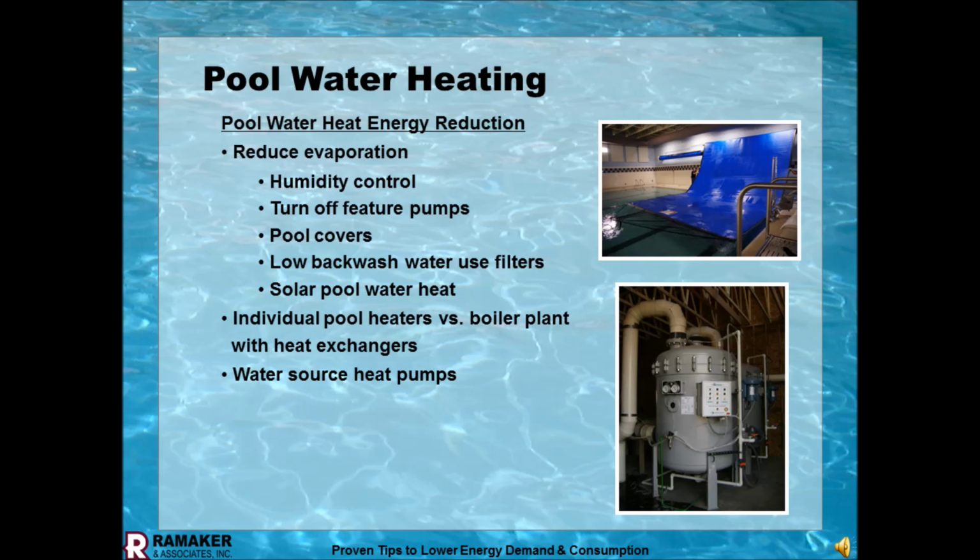The bottom picture there is a picture of a regenerative type filter as opposed to high rate sand. High rate sand is the most common filter used, but with high rate sand you have 3 to 5 minutes of backwash at 15 to 20 gallons per minute per square foot. It's a boatload of water going down the drain. Regenerative type filters use about 10% of the total backwash that high rate sand uses.